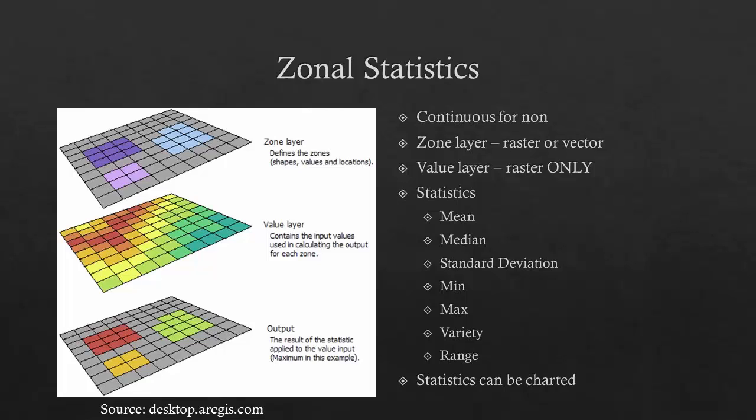Zonal statistics is a tool that can be used for overlay analysis in GIS. This tool is part of the Spatial Analyst extension. Zones can be continuous or non-continuous. The zone layer can be raster or vector, but the value layer must be a raster. Statistics that are calculated using this tool include mean, median, standard deviation, min, max, variety, majority, and range. Selected statistics can then be charted.